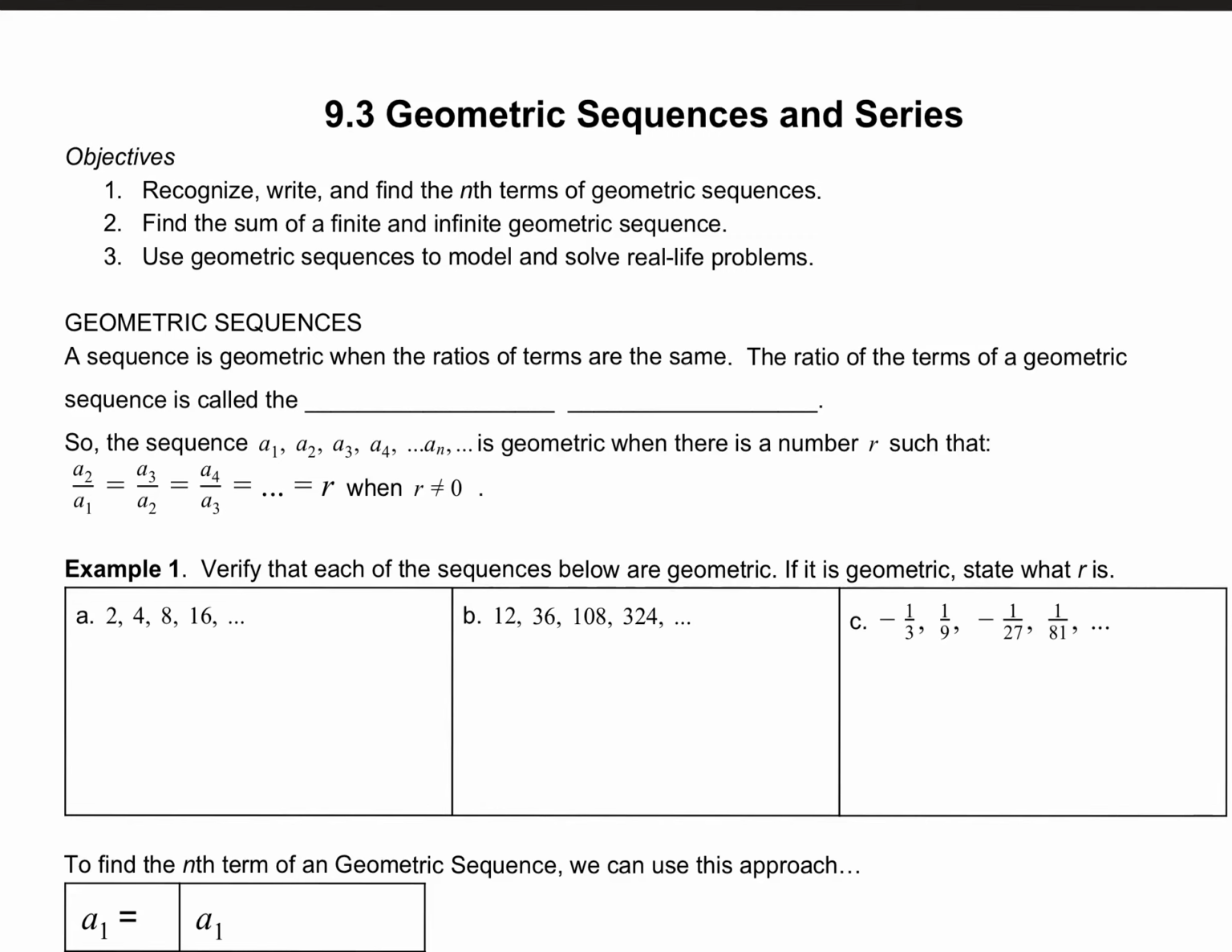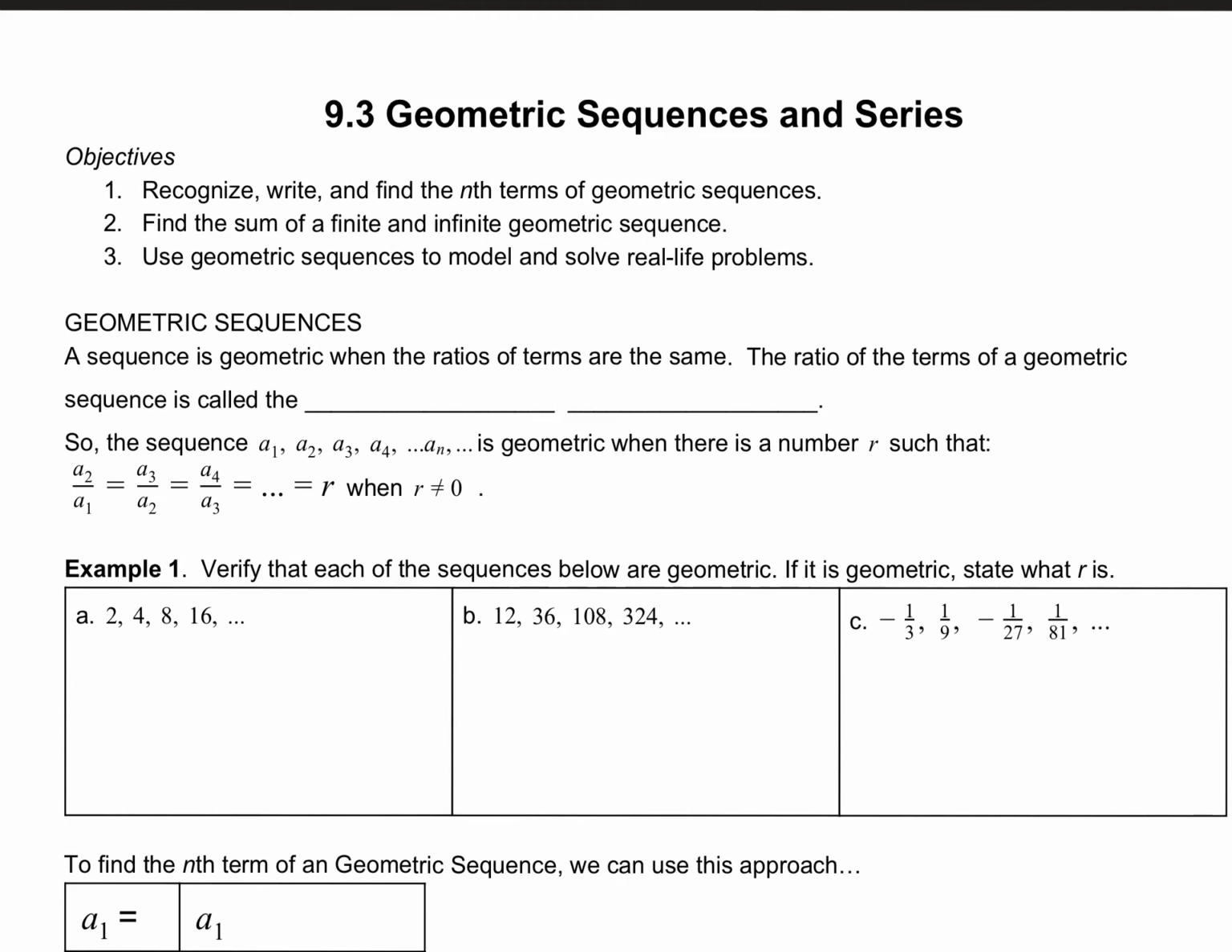All right, welcome to Geometric Sequences and Series. I'm going to do this in two parts. We'll talk about just what a geometric series or sequence is and how you can write it pretty quickly. And then we'll look at how you can actually add the elements of a sequence together, which is called finding the sum of that series.